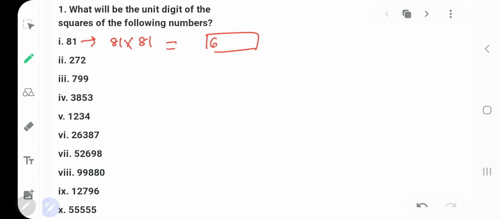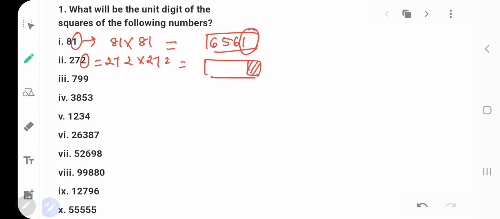That will be 6561, and you will notice the units digit is 1. Getting my point? So if the unit digit of my number is 1, the unit digit of the square number will also be 1. What will happen when you have the unit digit as 2? When you take the square of this number, you will notice that the unit digit of the square of 272 will be 4. Getting my point clear?